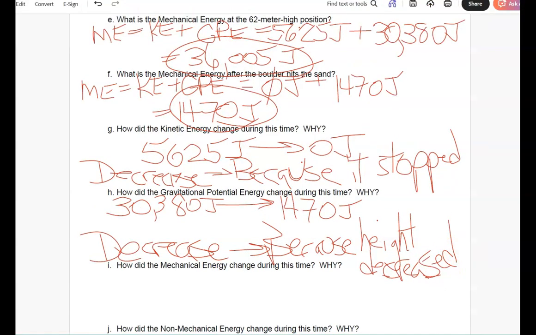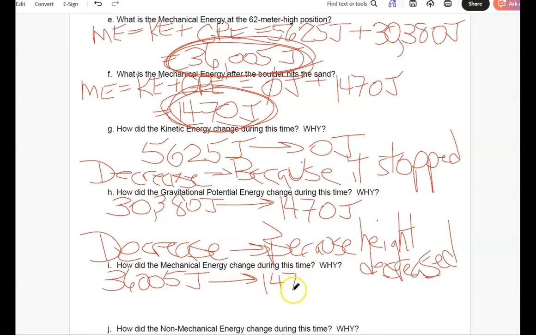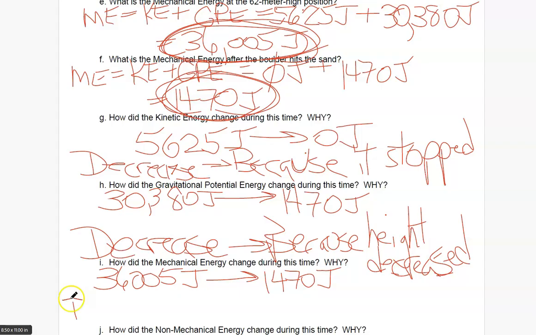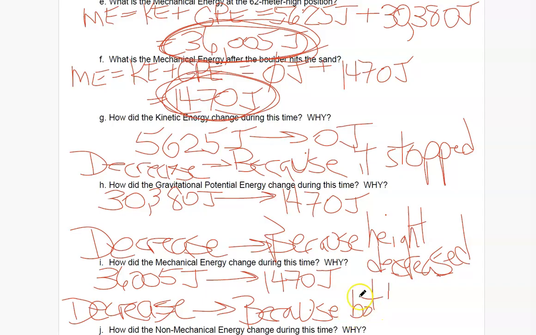Part I says, how did the mechanical energy change during this time and why? Well, we calculated mechanical energy while it was falling and after it hit in parts E and F. So the mechanical energy decreased from 36,005 joules to 1,470 joules. So we have a decrease in mechanical energy. And why did we have a decrease in mechanical energy? Because both the kinetic energy and the potential energy, specifically the gravitational potential energy, decreased.